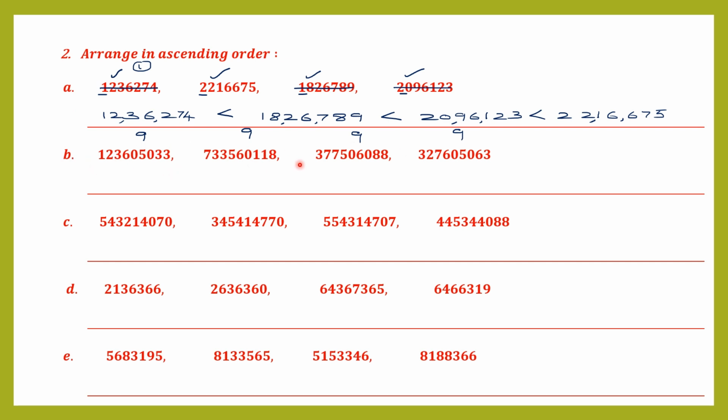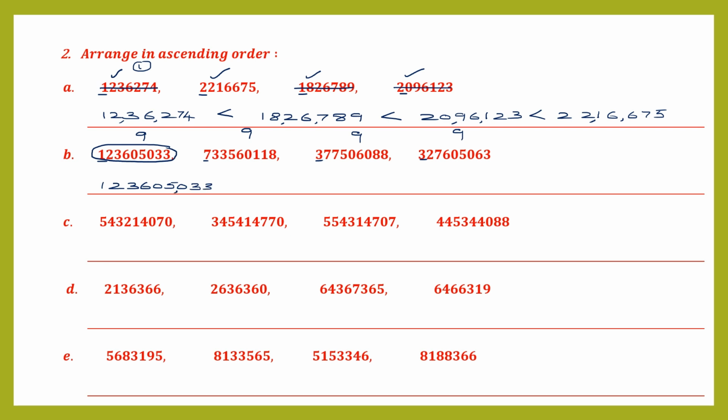the extreme left and look for the smallest one. So in the extreme left, we have 1, 7, 3, 3. Which is the smallest one? This one is the smallest one. So let's write that one first. So we have 1, 2, 3, 6, 0, 5, 0, 3, 3.